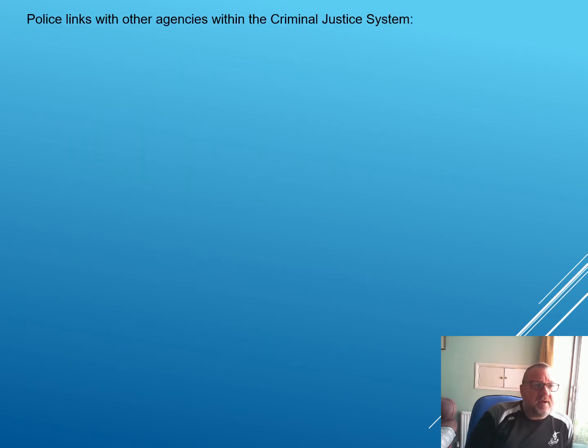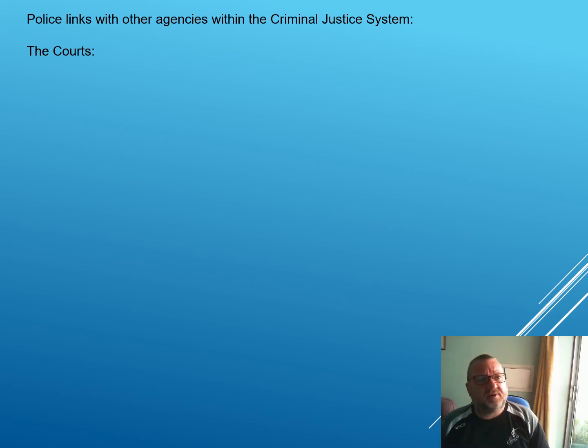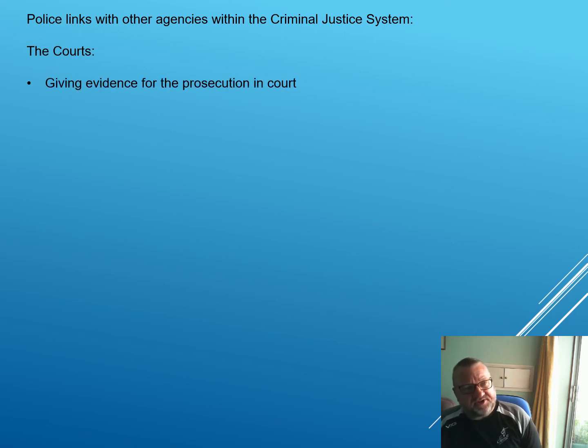So, the other key thing you need to be aware of for this AC is how the police link with other agencies within the criminal justice system. I've set these out for you, and it's really important that you understand how this works. The first agency the police will link with will be the courts, and they'll do it in this way. As I mentioned previously, they'll give evidence for the prosecution in court, and they'll provide protection for vulnerable witnesses. So often there are people in police protection. That would be the role of the police, and that's linked to the work of the courts.